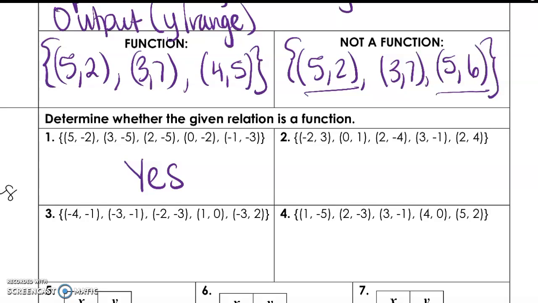So that one is a function because each input, the x values, didn't get repeated. Number 2, when you look through, you should notice that there's 2, negative 4 and 2, positive 4. So we put a 2 in and it spit out negative 4, then we put a 2 in and it spit out positive 4. That means it's broken. So it is not a function.